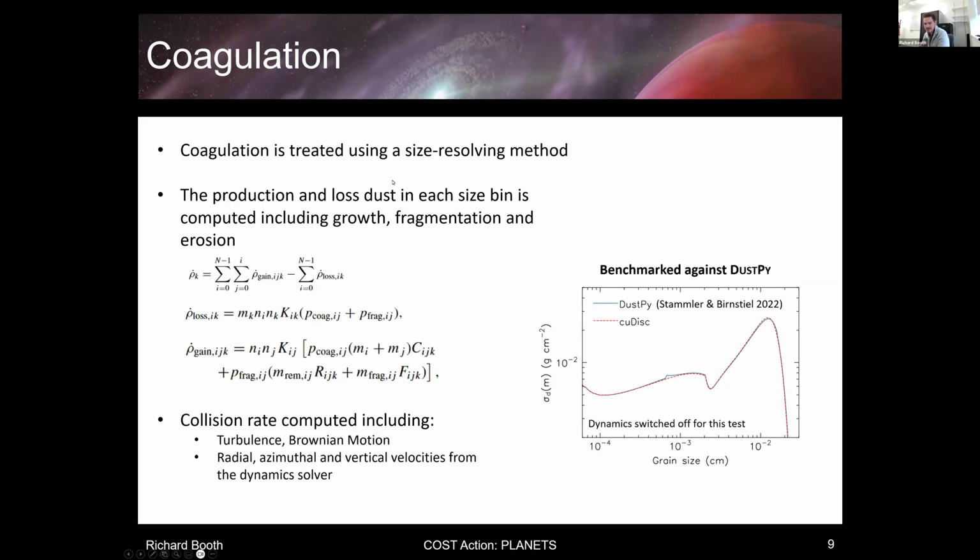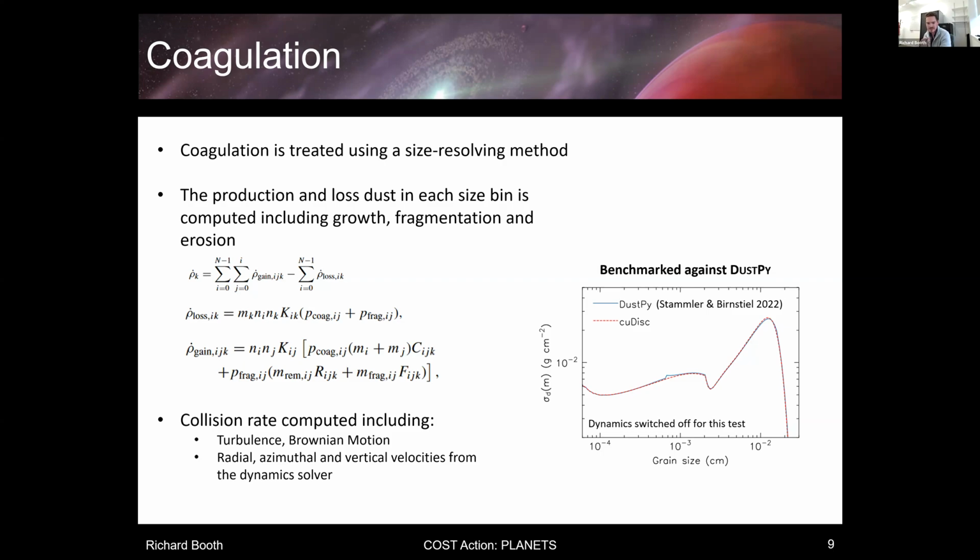We included coagulation. We're solving here the full coagulation equation using the so-called Smoluchowski approach. This is essentially exactly the same kind of physics that's treated in DustPy. You work out how quickly grains are colliding with each other and the outcome of those collisions, whether it's growth or fragmentation. And you use that to exchange mass between bins of different sizes.